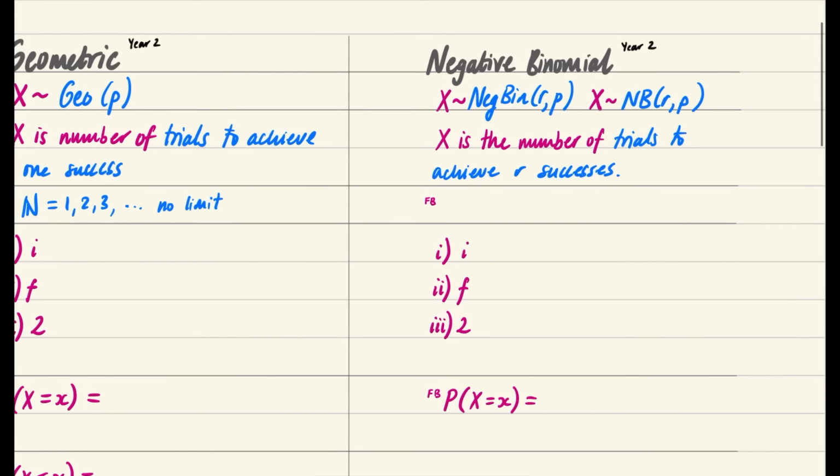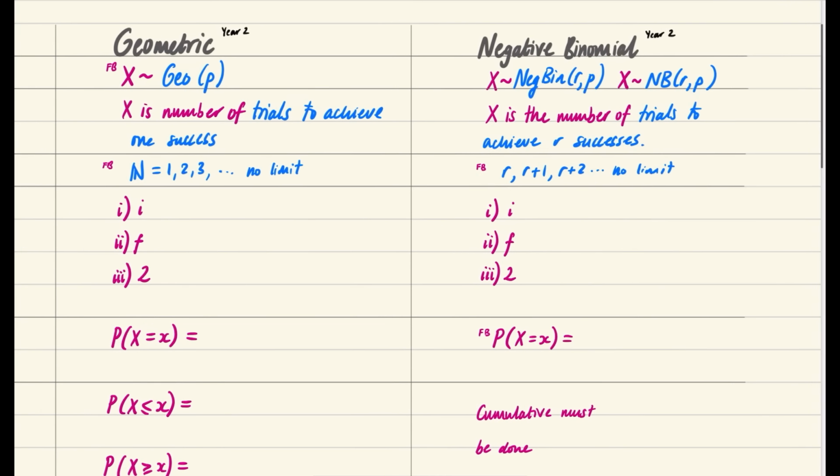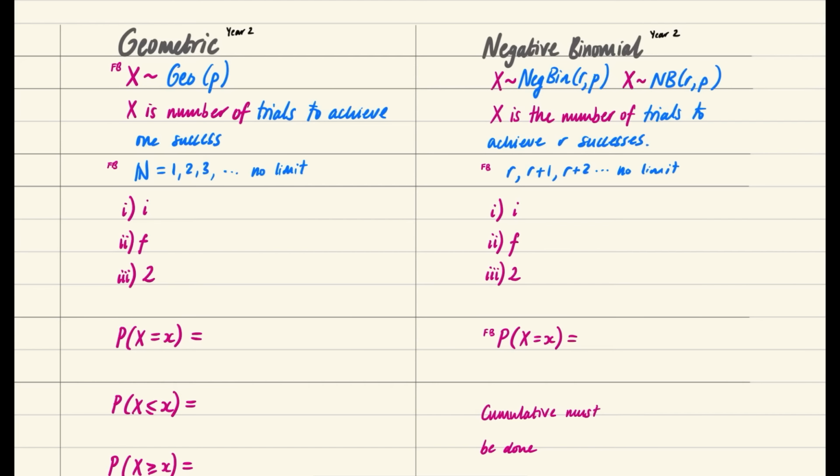Now, for the negative binomial that we've got here, you obviously are trying to get R successes, so the minimum number could be R. You could do R plus 1 or R plus 2, etc. There is no limit to this, but the minimum this time, if you wanted to roll, say, 5 sixes, you've obviously got to do a minimum of 5 rolls in order to be able to get that. Now, they've got really similar outcomes for this kind of stuff.